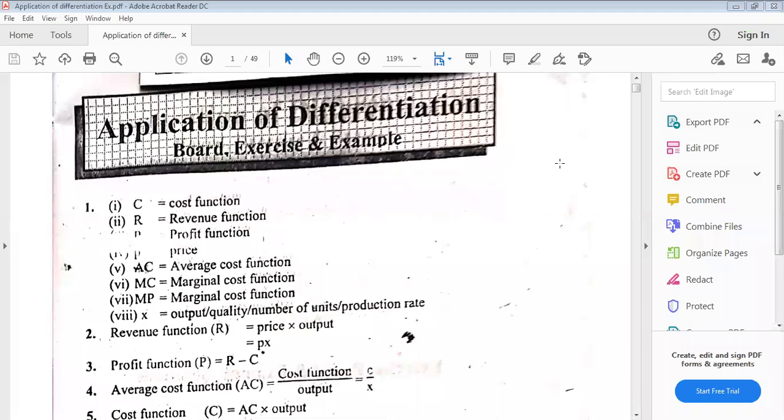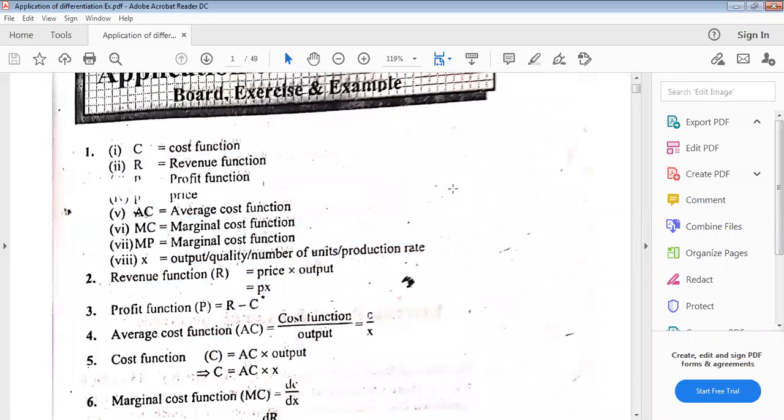Okay, today is the second class of application of differentiation in business and economics. This is the second part. In this class, first of all, we will start with differentiation. What is differentiation? The rate of change of any function, or the rate of change of y with respect to x.